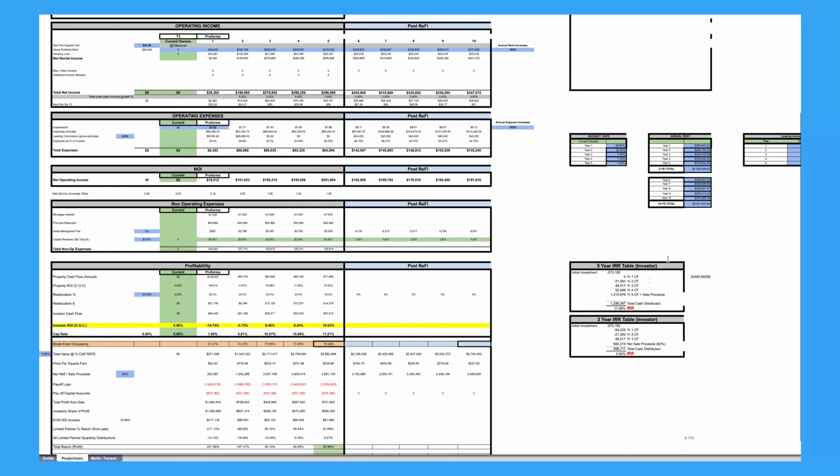You can use an underwriting spreadsheet, which will help you really pull all these numbers out.